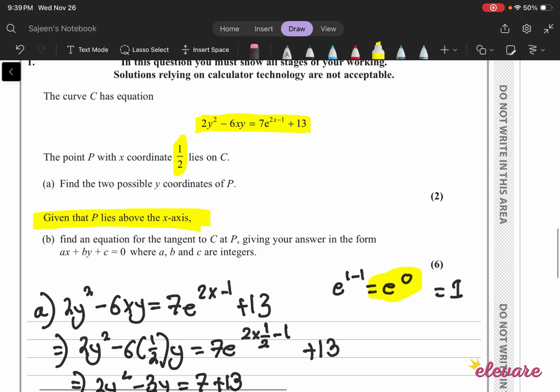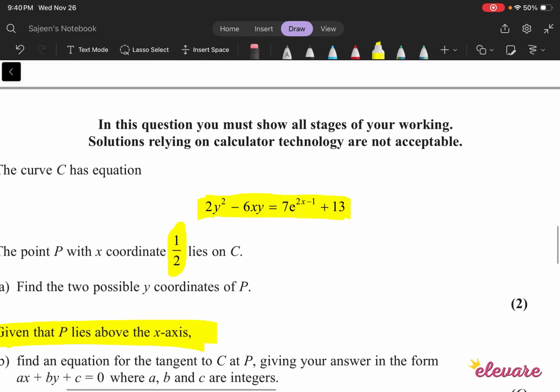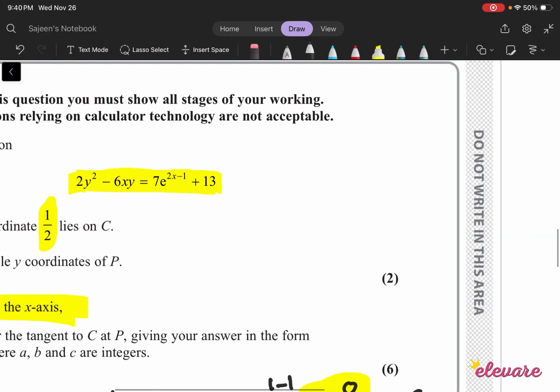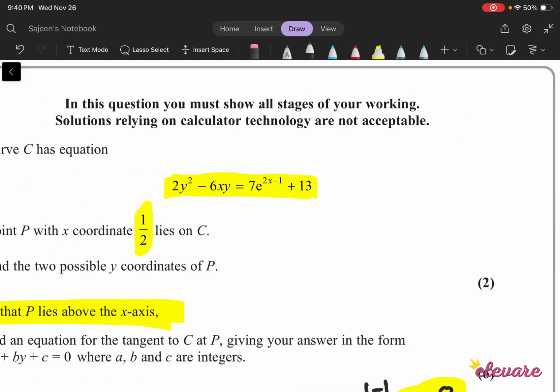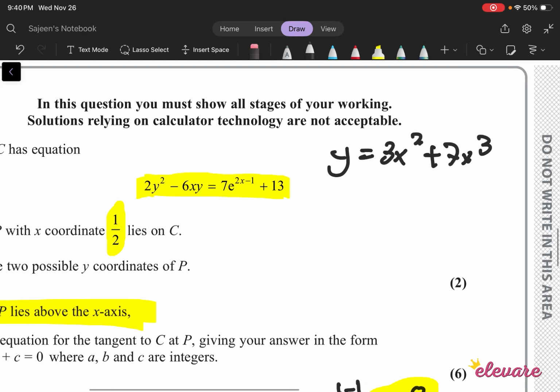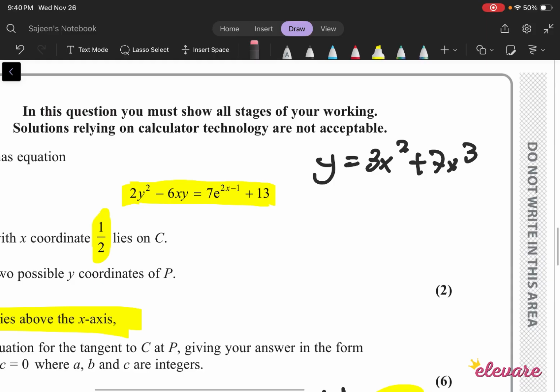Secondly, ওরা কি বলেছে? Find an equation for the tangent to C at P, giving your answer in the form ax plus by plus c is equals to 0, where a, b and c are integers. So আমার এখানে এই ইকুয়েশনটা আছে, রাইট? এই ইকুয়েশনটাকে ডিফারেন্সিয়েট করে we have to do implicit differentiation because এখানে আমার x and y দুইটাই কোনো একই সাবজেক্টের মতো নাই. লাইক আমার এখানে y is equals to 3x square plus 7x cube এরকম কিছু নাই. আমার x and y এখানে একসাথে জড়িত আছে, right? They're all connected together. So I have to do implicit differentiation here.